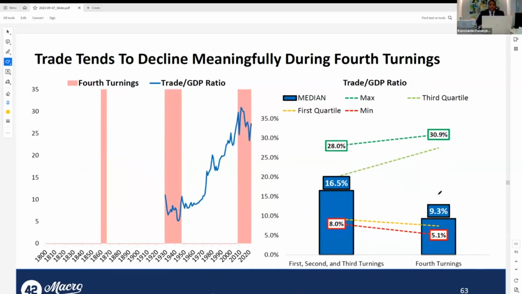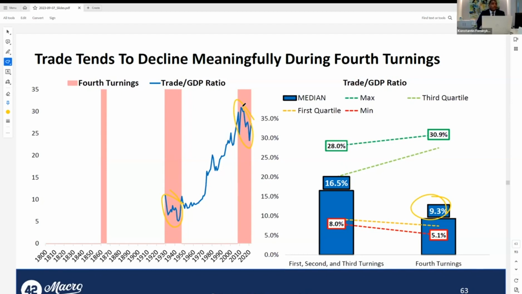And then lastly, trade tends to decline meaningfully during fourth turnings. If you look at the trade to GDP ratio for the U.S. economy, that's something we are currently experiencing now with deglobalization. I want to say it peaked back in 2007, and it's been on a trending decline since, and we do not expect it to recover until we get out of this fourth turning. So a lot of the tit for tat that we're seeing with China, and some with Russia and other parts of the Middle East, is going to get worse, unfortunately.